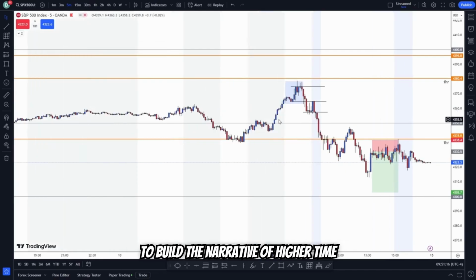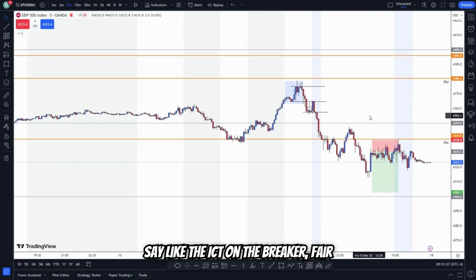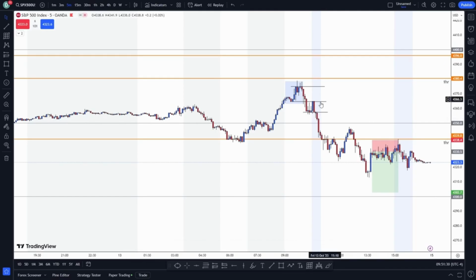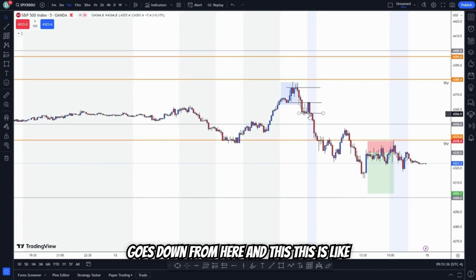So you have to build the narrative of the higher time frame. You have to look for the market structure shifts on the smaller time frame, the 5-minute time frame. You have to look at the candle bodies, and then you have to look for an entry pattern, which you can say is the ICT breaker, fair value gap entry, or from an order block. You can get the entry from here, but most of the time the breaker happens. So now you can get to know about this, and it goes down from here.